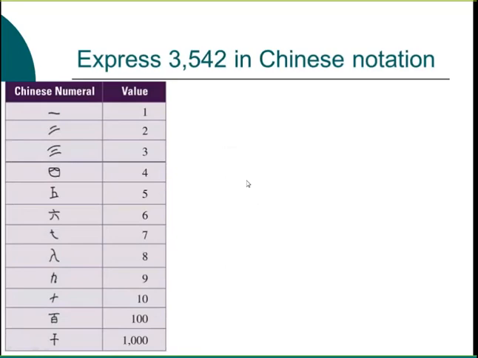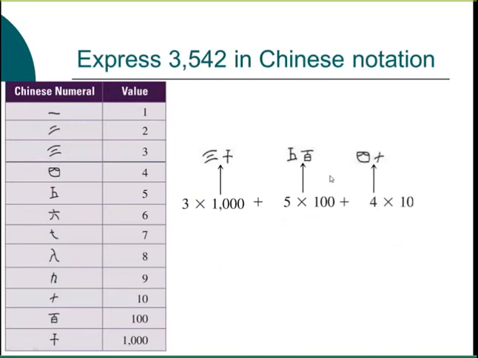So we want to go the other way and actually write out 3,542 in the Chinese notation. So we need to say we've got 3,000. So we're looking for 3, this shape right here, and then we put it next to thousands. So we write it like this. And then we need 500s. So we say we've got to use the shape here, 5, and then hundreds. So 5 hundreds. And then we've got to write our 4 tens. So you come over here and you look at the shape, you need 4 of the tens.